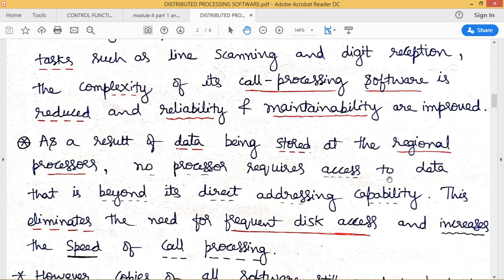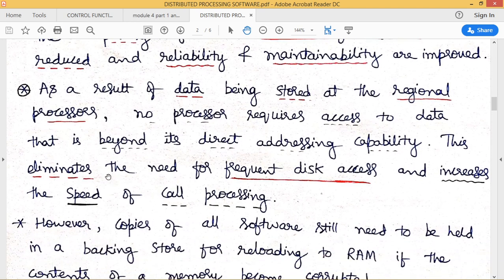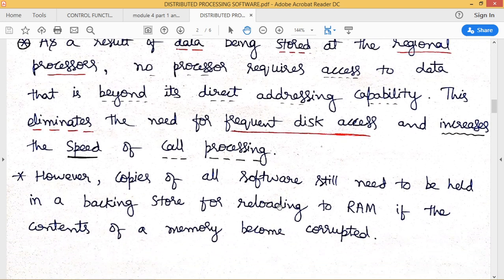So no processor requires access to data that is beyond its direct addressing capability. So this eliminated the need for frequent disk access. Previously we used to have frequent disk access, and this has been eliminated with the help of local memory of their own regional processors. And this increases the speed of call processing. So with the help of this, we may increase the call processing rate also. So speed of call processing is improved.